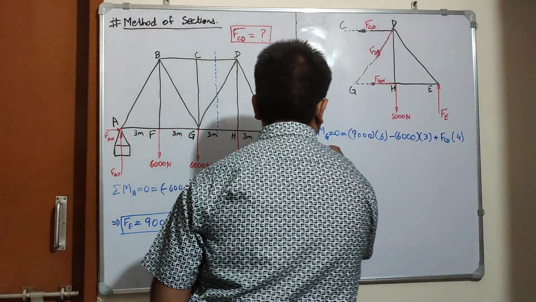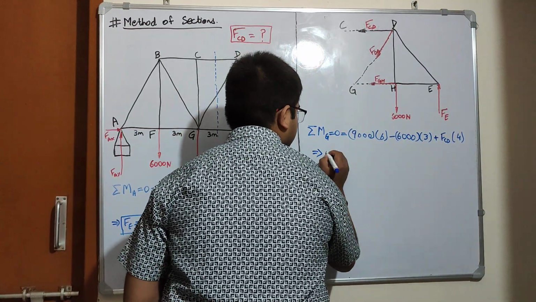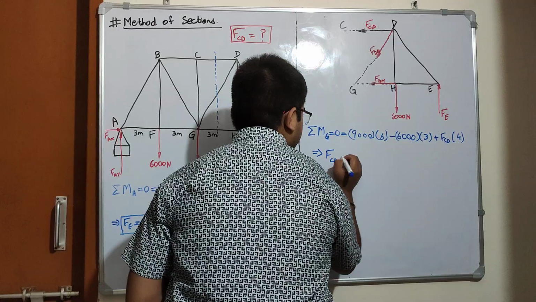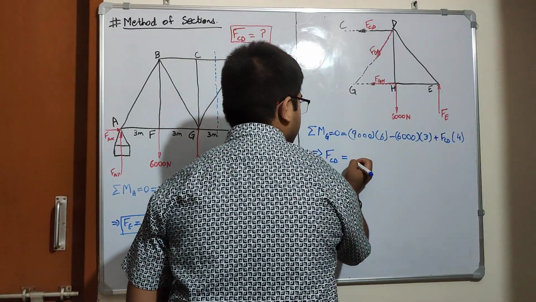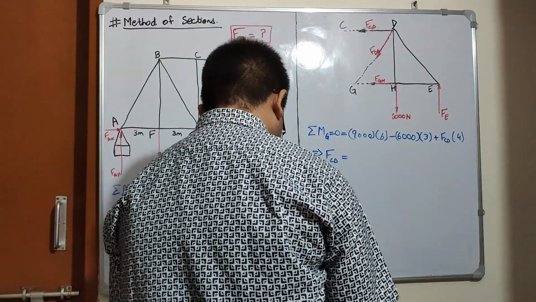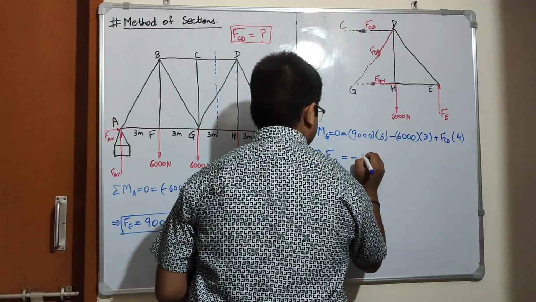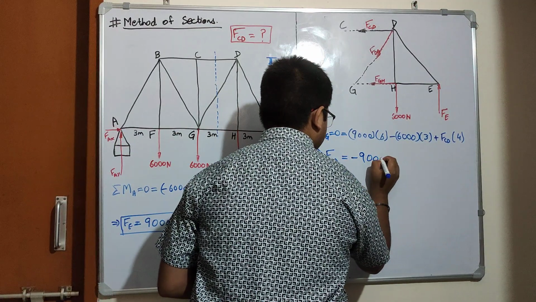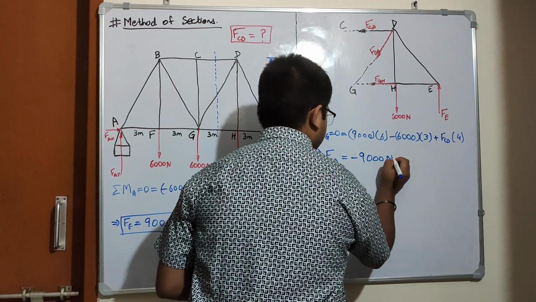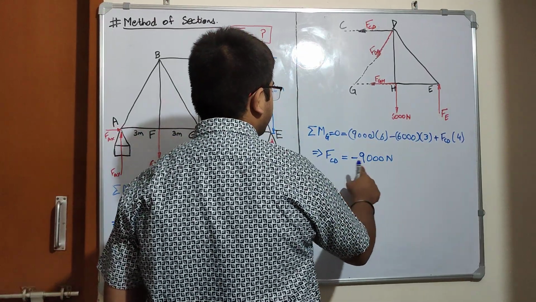This will solve as FCD equals minus 9,000 newtons. So FCD is coming out negative.